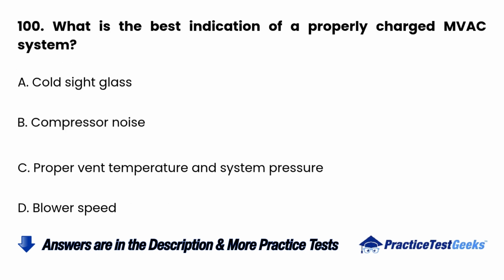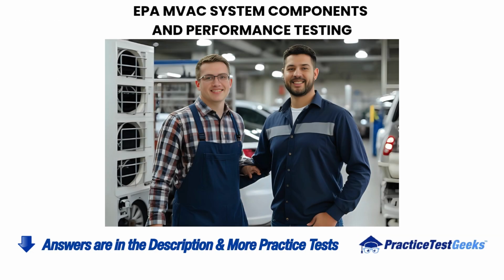100. What is the best indication of a properly charged MVAC system? A. Cold sight glass. B. Compressor noise. C. Proper vent temperature and system pressure. D. Blower speed. EPA MVAC system components and performance testing.